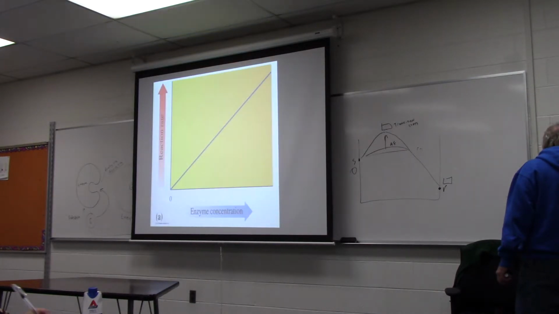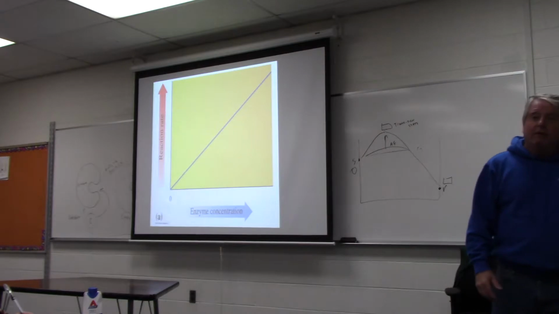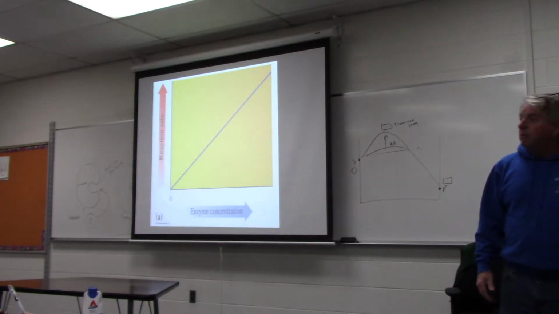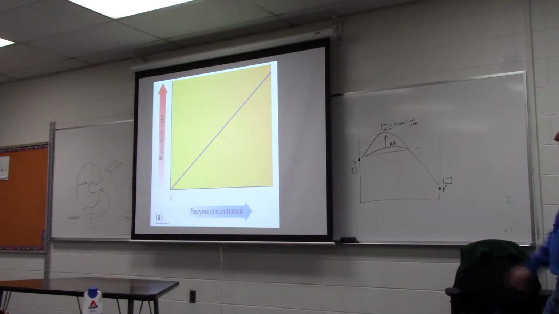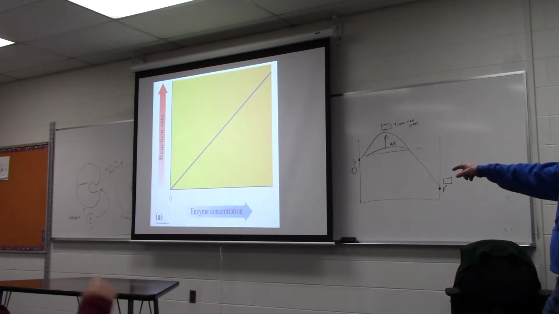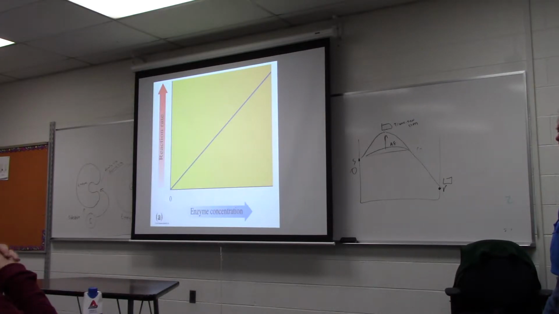Now, if your enzyme can only go so fast and you want more, what do you do? You add more enzyme. So if you want to speed up a reaction, but you can't speed up the individual guys, you just add more. And that's what this is saying: if you add more enzyme, more workers, you get more product.